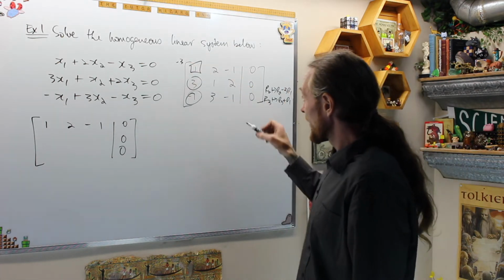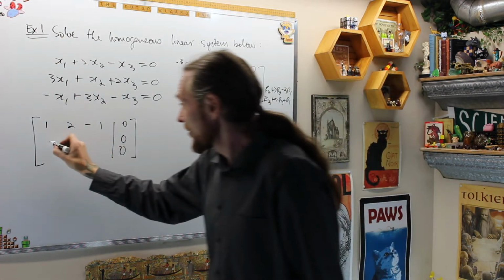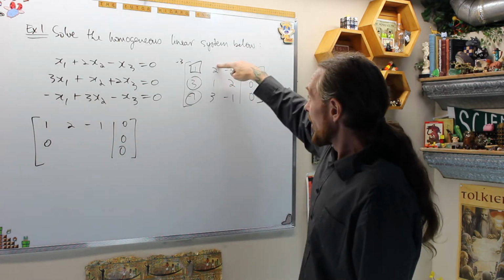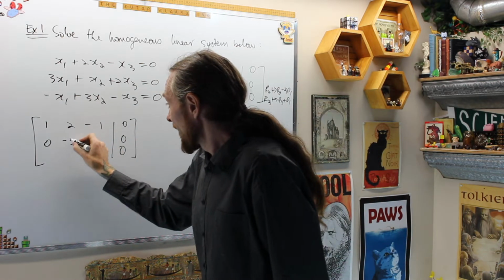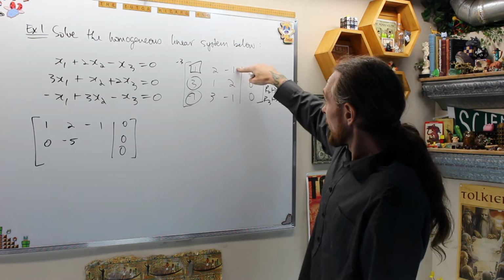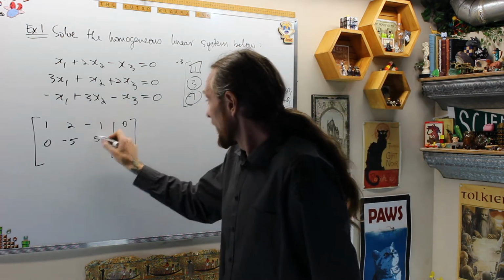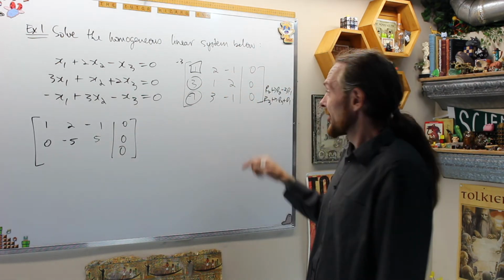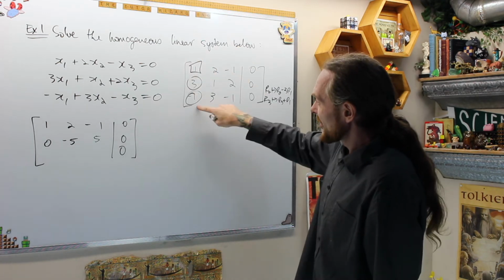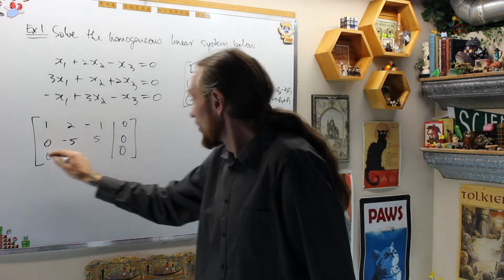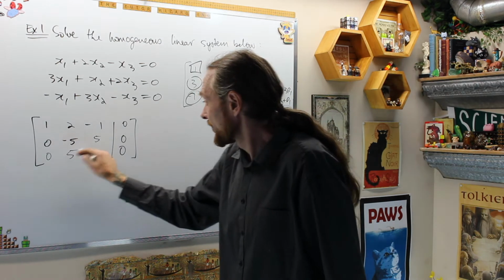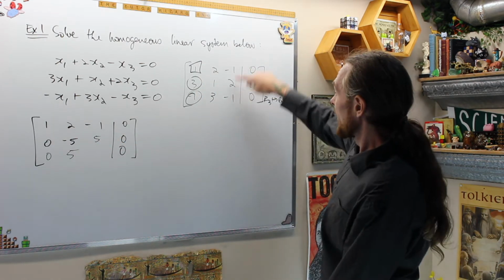We're going to multiply by negative 3. 3 minus 3 is 0. That's why we did it. 1 minus 6 is negative 5. 2 plus 3 is 5. 0 minus 0 is 0. Those are never going to change. Now what I'm going to do is multiply by positive 1 and just add these together. 0, 5, like that. And then what do we get?